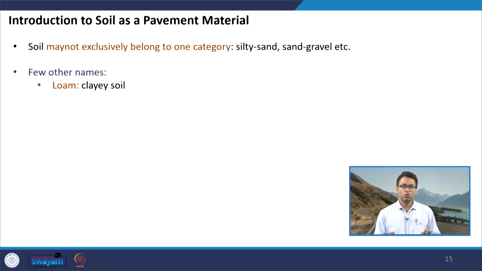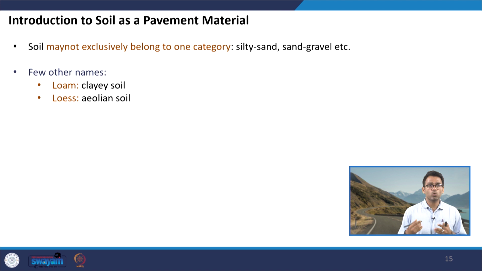For example, you will read about loam. Loam is basically a type of clay soil having the properties which we have already discussed. So this is just a terminology. We have another terminology like loess. This is soil of aeolian origin, for example, calcitic material or sand dunes, which gets transported through winds.